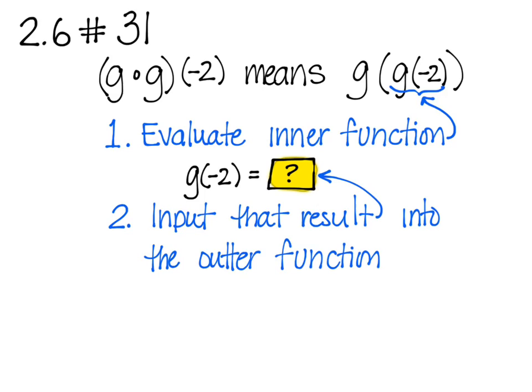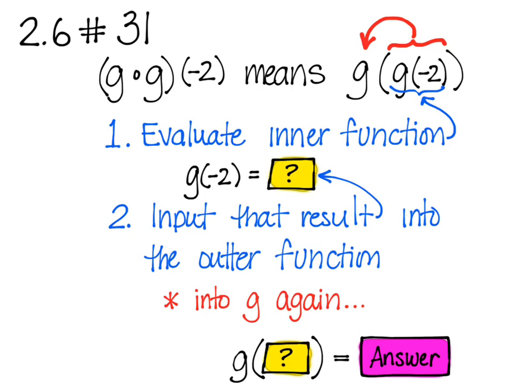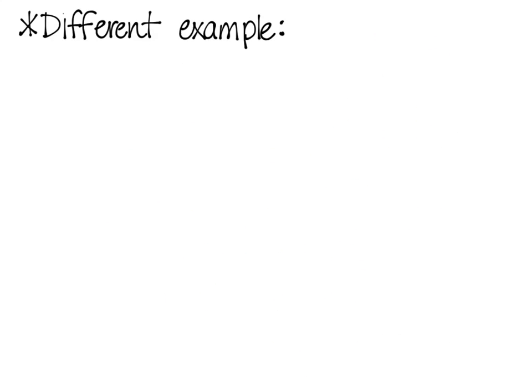Once you find out that value, you're going to input that result into the outer function. In this case, that just happens to be g again. So you're going to plug this result into the function g, and that will be your final answer. So we've used the function g twice. So here's an example, but it's not that problem because I want you to do that specific problem yourself.